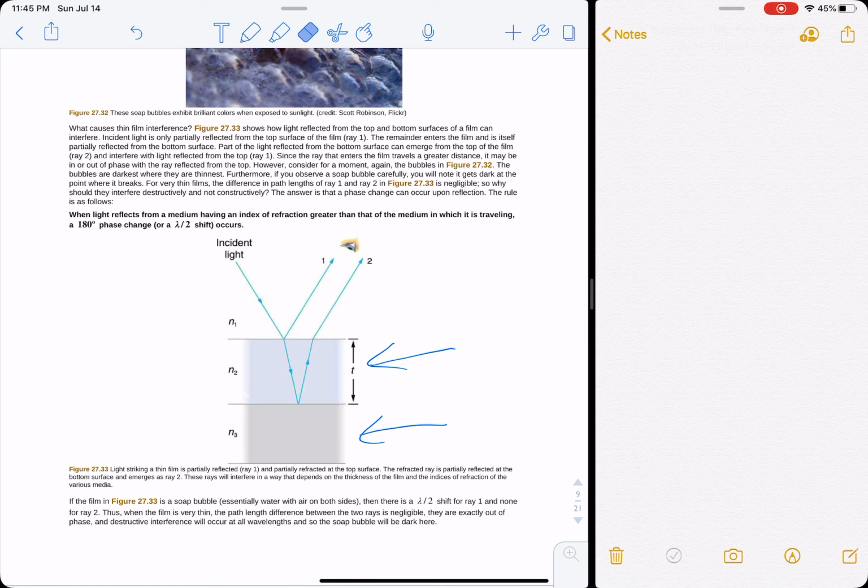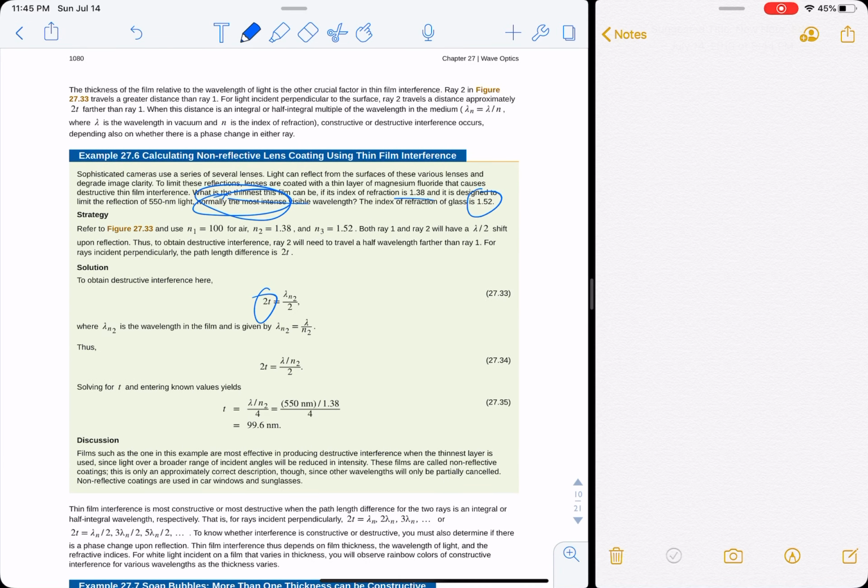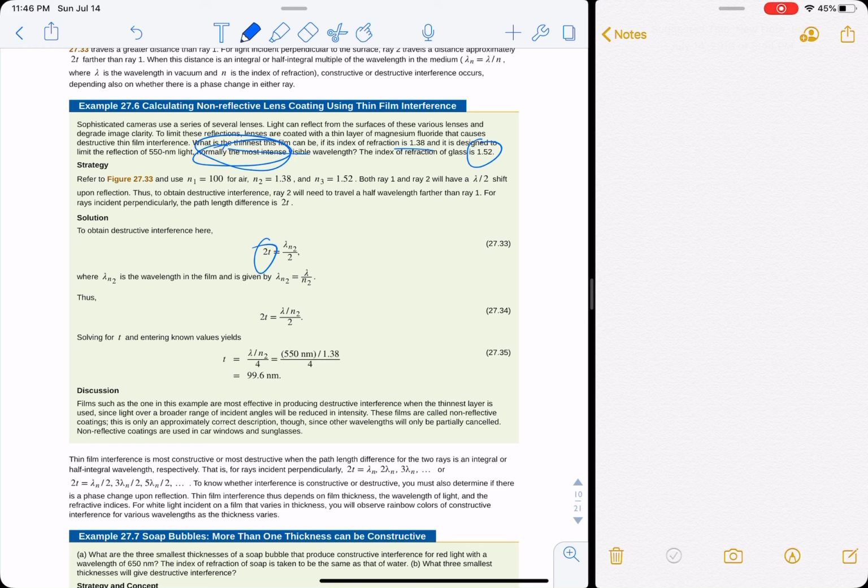And then all we care about is that the case for destructive interference is when the path length difference is 2t, 2 times the thickness. So we need our wavelength to be 2 times the thickness to solve for when the case is that this thing goes out of interference. The wavelength inside the material depends on the index of refraction. So you're going to take your 550 nanometers in, divide by the index of refraction of the coating, and then that's going to give you the N2.